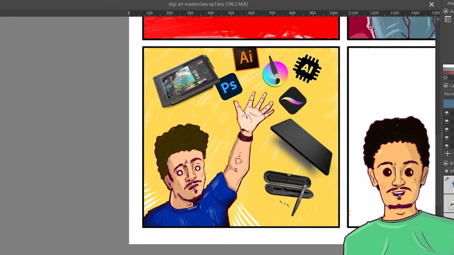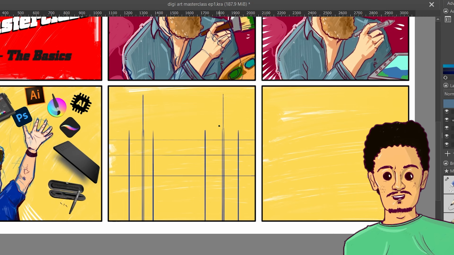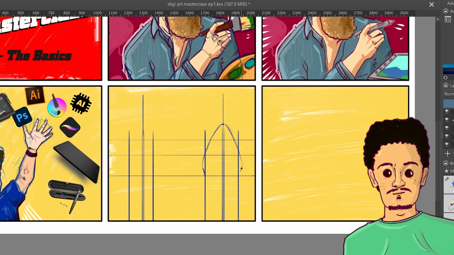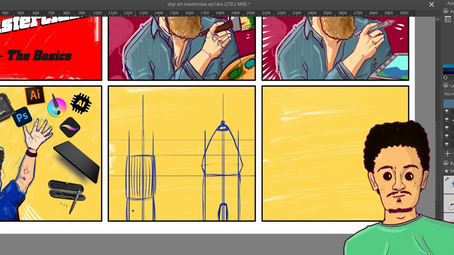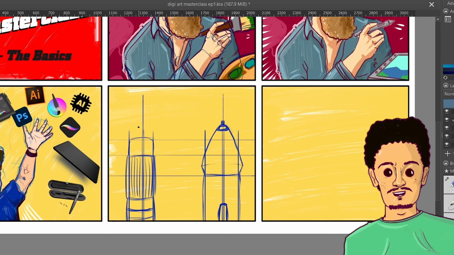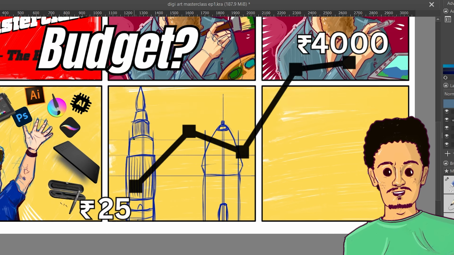Next comes a section for the price conscious people out there. What is your budget going to be, and what will be the longevity of these tools? Well, if you're deciding to use a free software, which is equally as capable as some of the paid softwares, mind you, then the only cost you will incur is going to be the cost of your drawing tablet, which ranges from around 2,500 rupees to 4,000 rupees.